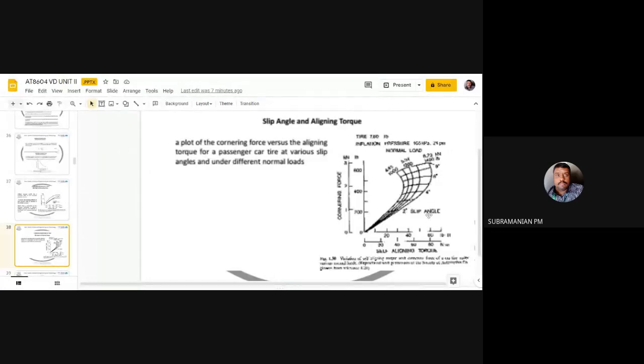So if any two values are known, for example if I know self-aligning torque and the cornering force, I can get which slip angle it will have. If I know slip angle and self-aligning torque, I can find cornering force. So it is a graph denoting the relationship between all three factors: cornering force, self-aligning torque, and slip angle.